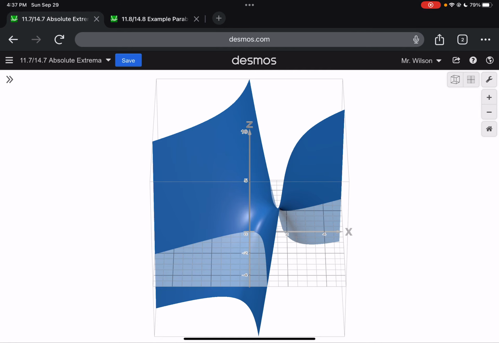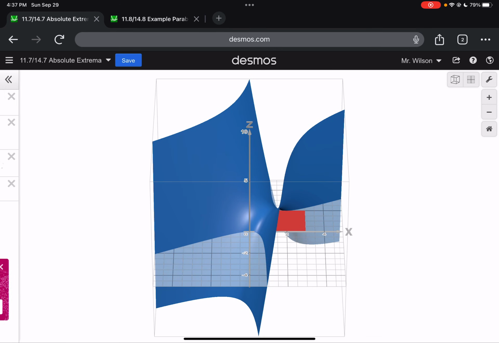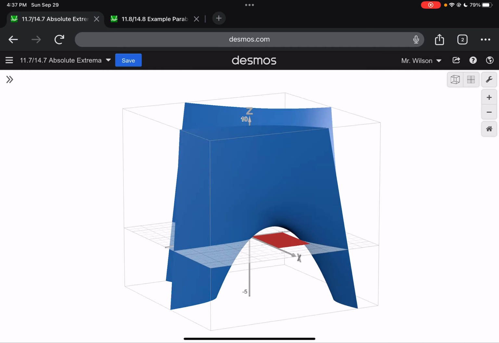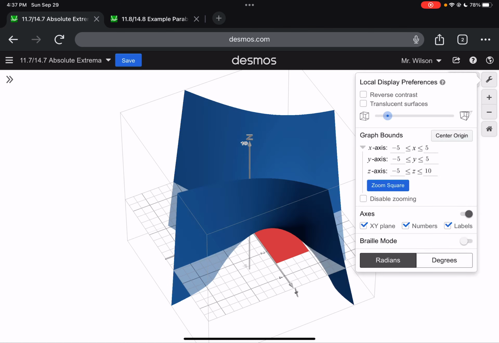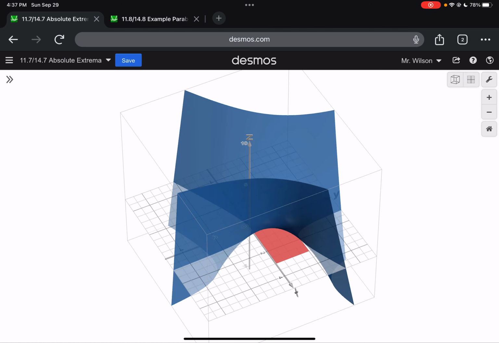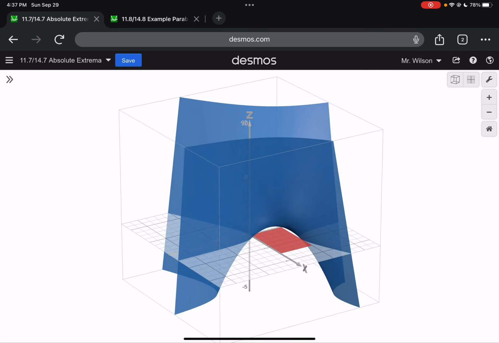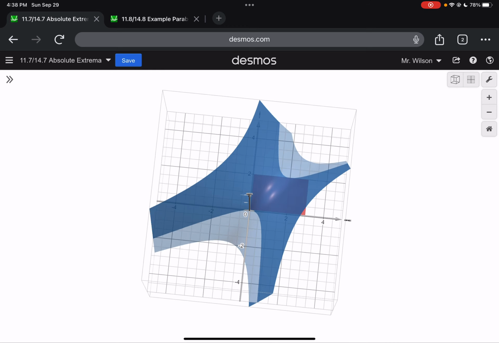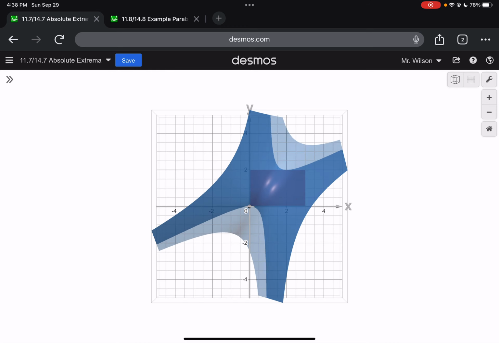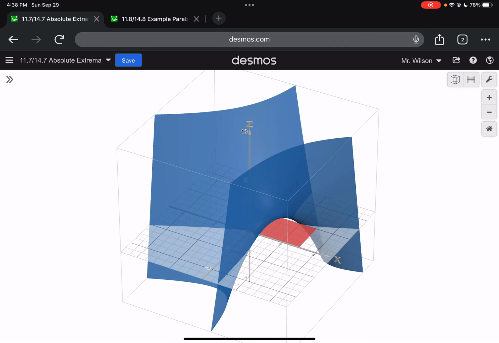Now, if I go ahead and draw the rectangle, so we can see it a little better. So there's the rectangle right there. That is the region from x going from 0 to 3, y going from 0 to 2. So you can see that right there. So we're only looking at the function within that red rectangle.